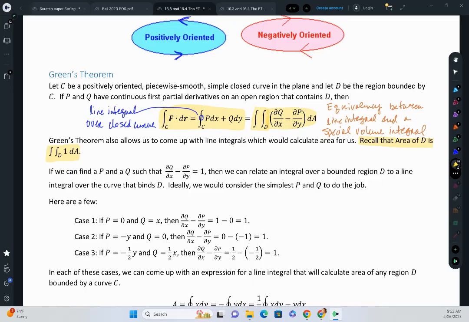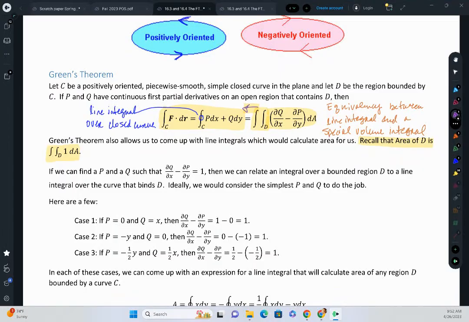Now, what we would have to do then is find a special P and Q value such that ∂Q/∂x minus ∂P/∂y is actually equal to 1, so that then we could work backwards. So we've come up with a P and a Q such that ∂Q/∂x minus ∂P/∂y gives us 1, then we could just take care of it using a line integral. Why would we do that? Because sometimes it's simpler. And that's honestly the only reason you ever use any of these theorems, is if they make life simpler.